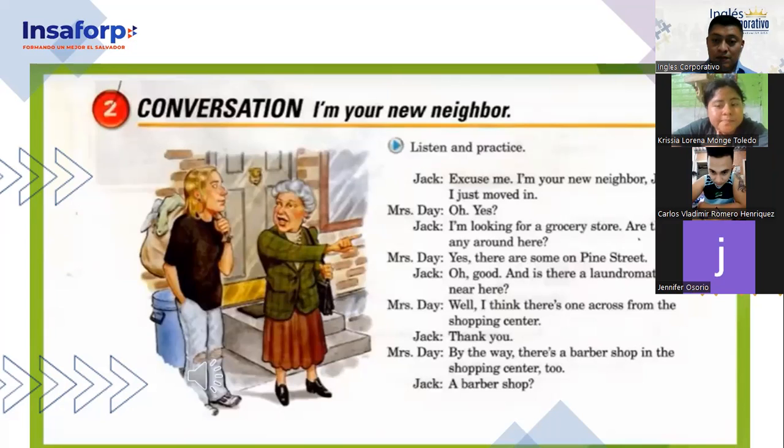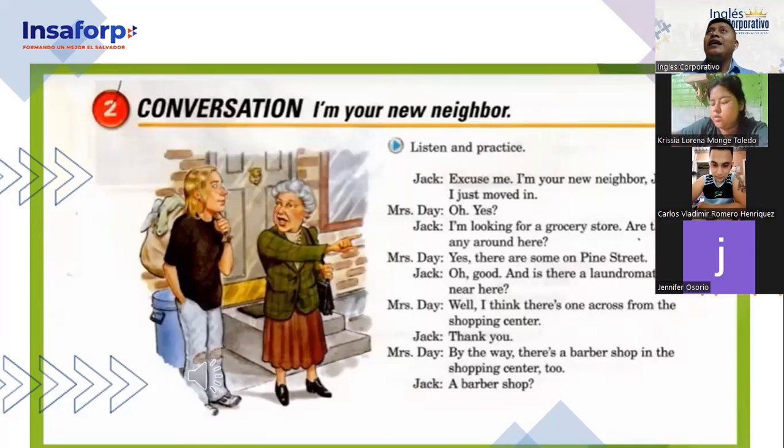Oh, yes? I'm looking for a grocery store. Are there any around here? Yes, there are some on Pine Street. Oh, good. And is there a laundromat near here? Well, I think there's one across from the shopping center. Thank you. By the way, there's a barber shop in the shopping center too. A barber shop?